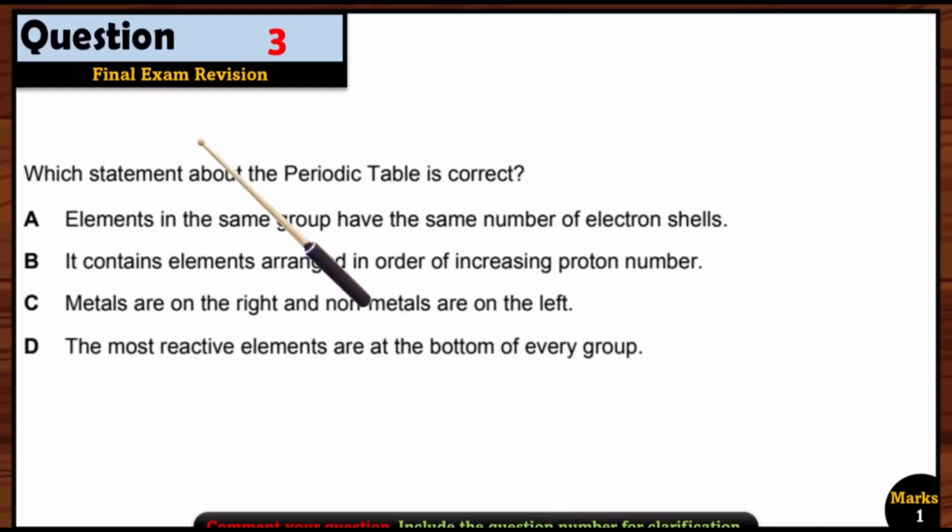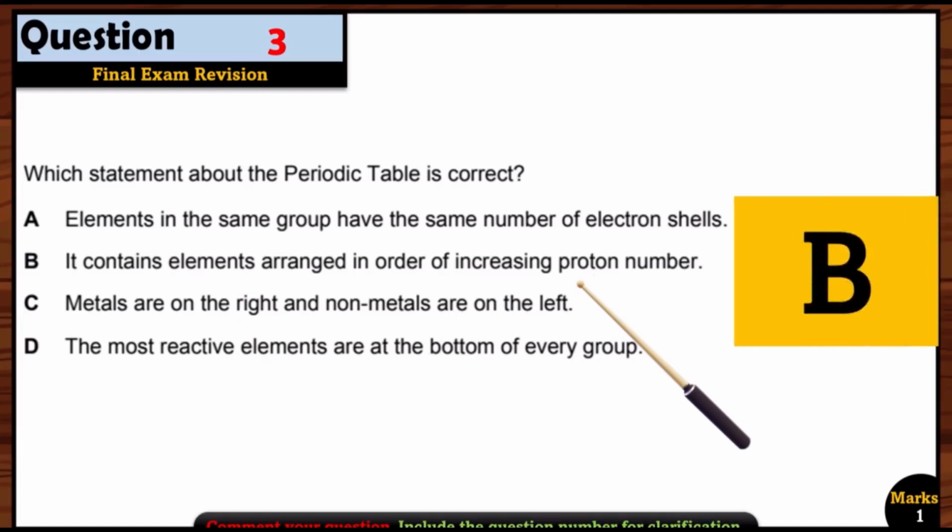Let's see question 3. Which statement about the periodic table is correct? Elements in the same group have the same number of electron shells. That's wrong. The period number will tell you the electron shells. So elements in the same period will have the same number of electron shells, okay? It contains the elements arranged in order of increasing proton number. Yes, that option is right. So option B is correct.